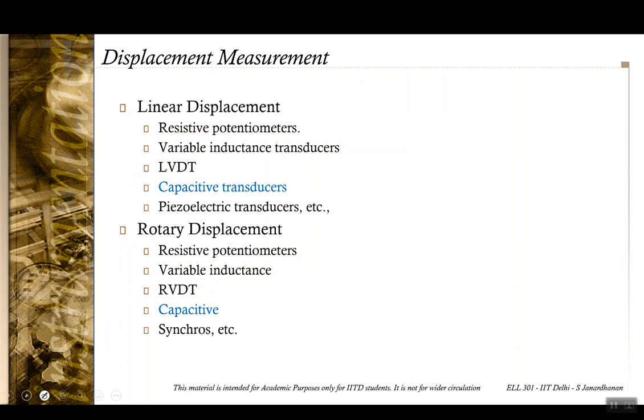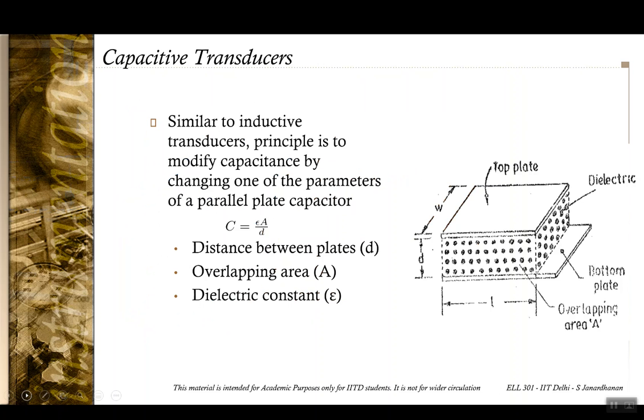And now in this particular lecture we would be looking at capacitive transducers for measurement of displacement. Again, we would look both at rectilinear displacement and also at rotary movement. Now, similar to the inductive transducer case, we can look into the parameters that can be modified to modify the capacitance of a parallel plate capacitor.